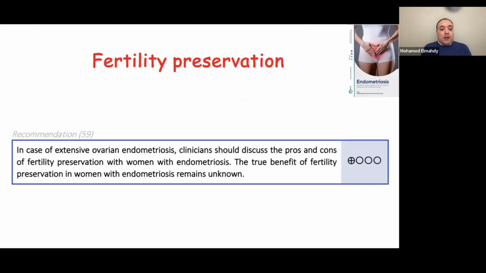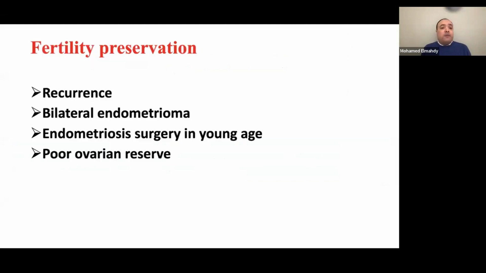Lastly, fertility preservation. In case of extensive ovarian endometriosis, clinicians should discuss the pros and cons of fertility preservation with women with endometriosis. The true benefit of fertility preservation in women with endometriosis remains unknown. The indications of fertility preservation in endometriosis are cases of recurrent endometriosis, bilateral endometriomas, endometriosis surgery at a young age, and cases with poor ovarian reserve.